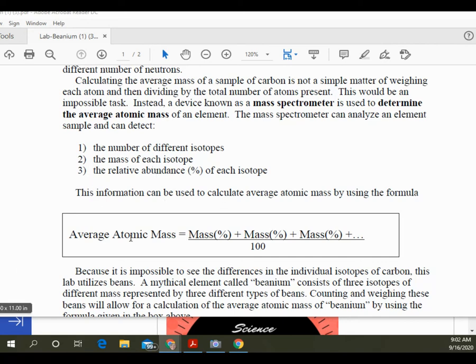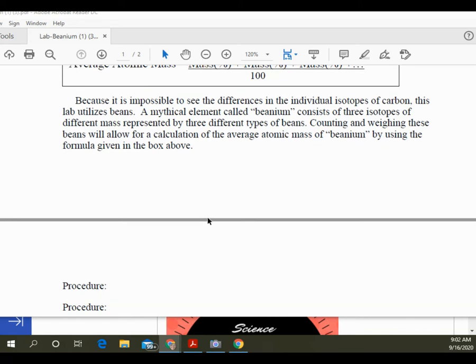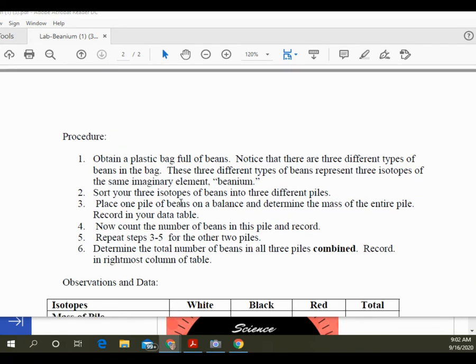Okay, so this is the formula that you worked with the other day. Hopefully you got something out of the video and you did some practice problems. Today, let's go ahead and go through this lab procedure. It says, obtain a plastic bag full of beans. Notice there are three different types of beans in the bag. These three different types of beans represent the three isotopes of the same imaginary element called beanium.